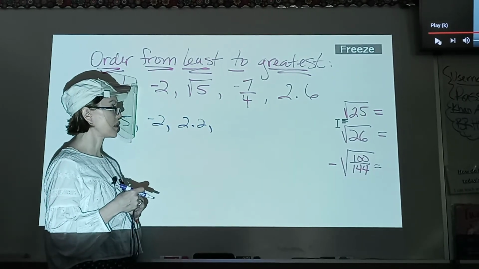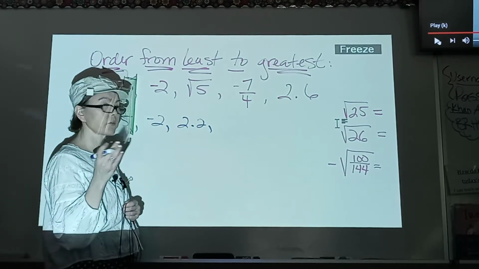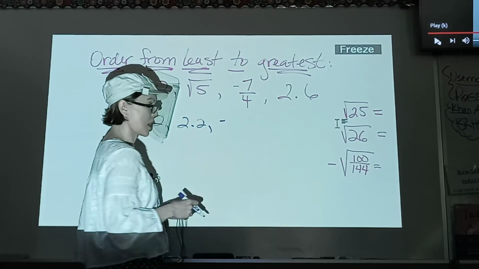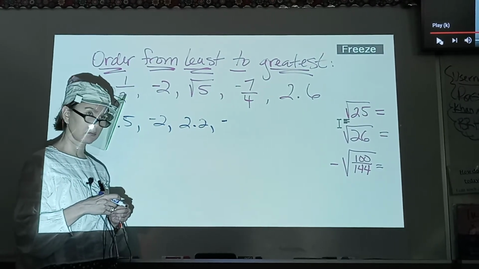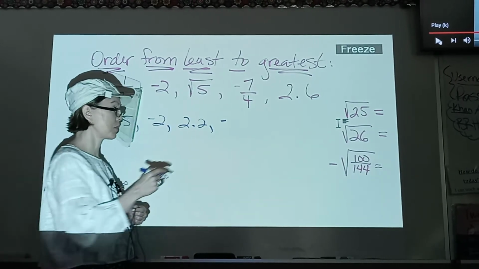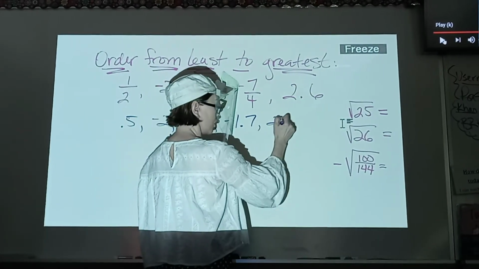Okay, and then -7/4. Well, regardless of whatever result you get, you know it's a negative. So we're going to put the negative there because it's a negative term. And what does 7 divided by 4 give you? 1.7. Okay, and then nothing to do here, 2.6.